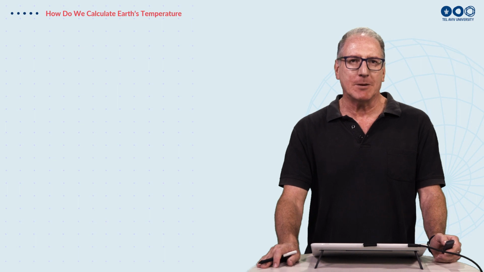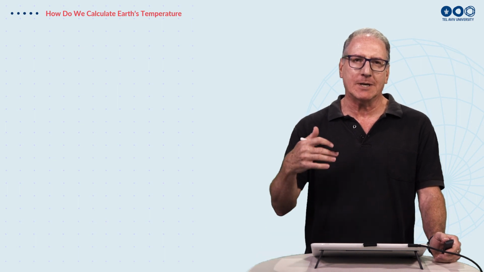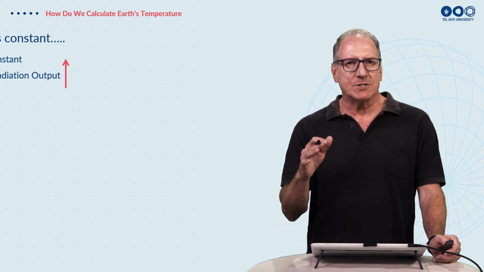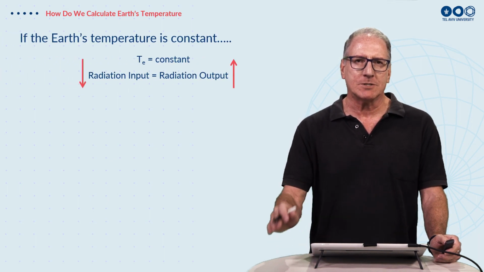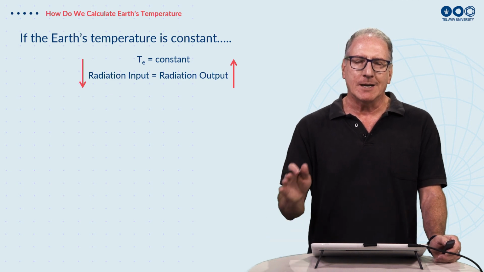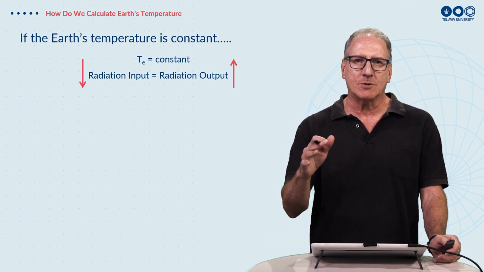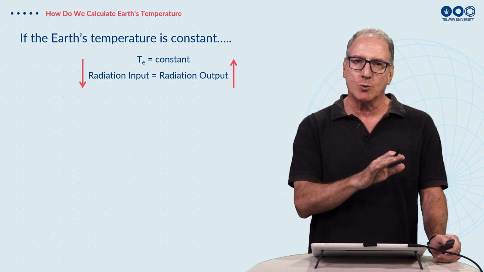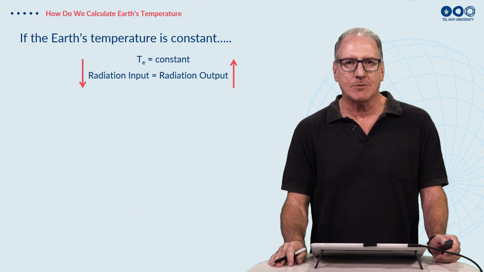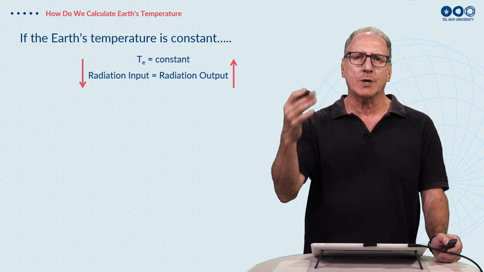We've spoken about the temperature of the Earth, but how do we actually calculate the temperature theoretically? Now, if we consider that the temperature is actually constant, let's ignore global warming for the moment, then if the temperature of the Earth is constant, the incoming radiation, the shortwave radiation from the sun, has to equal the outgoing radiation from the Earth, the cooling of the Earth.